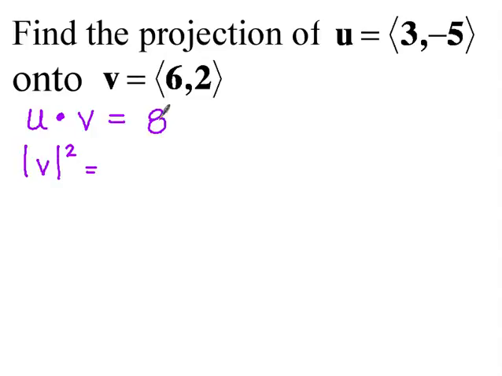Now this is the beauty of this problem. If you remember, magnitude is a square root, so if you square it, you get rid of the square root. All I'm going to have to do to find the magnitude of V squared is take 6 squared plus 2 squared, because when you square it, the square root cancels. So 6 squared plus 2 squared is 40.